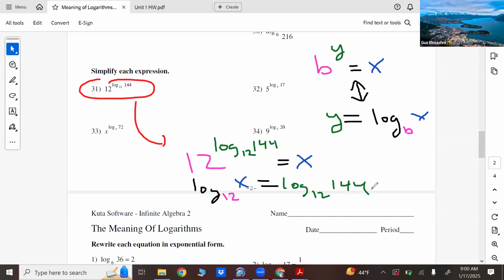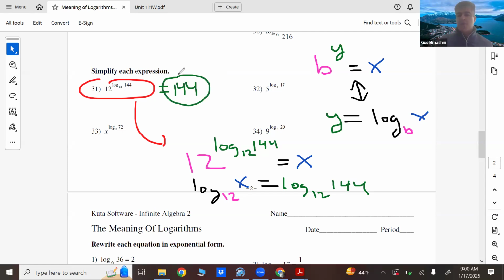144. Whenever the base of the log and the base of the exponent are the same, it's really just the exponent. Some people do this, but that's not good form and I don't really want to teach it that way, because when you shift things around, you wind up getting x equaling 144. So you could just do it like that.